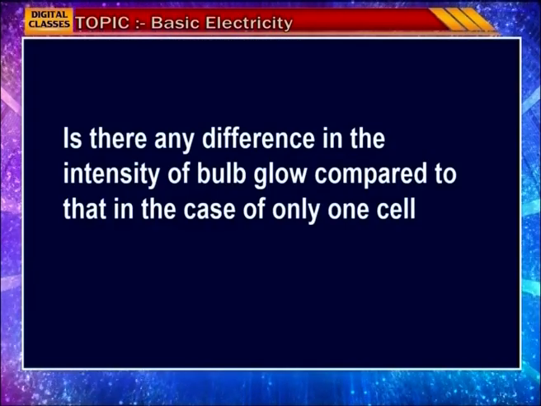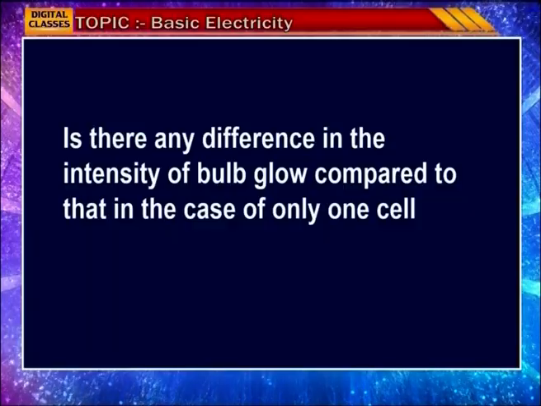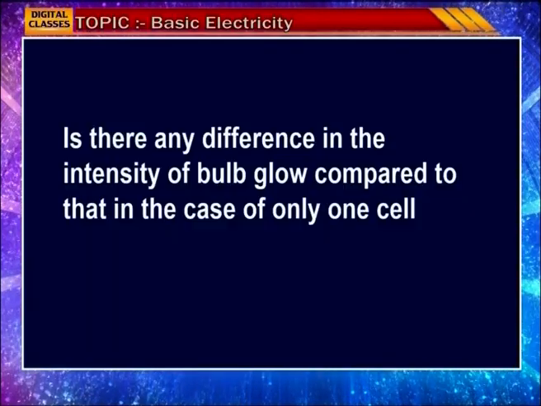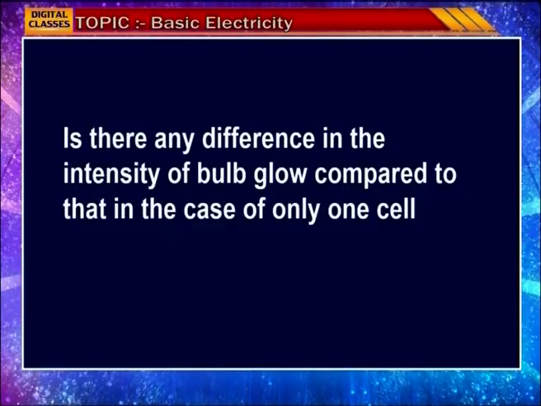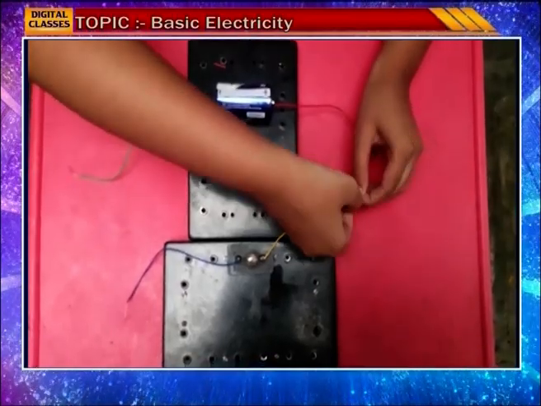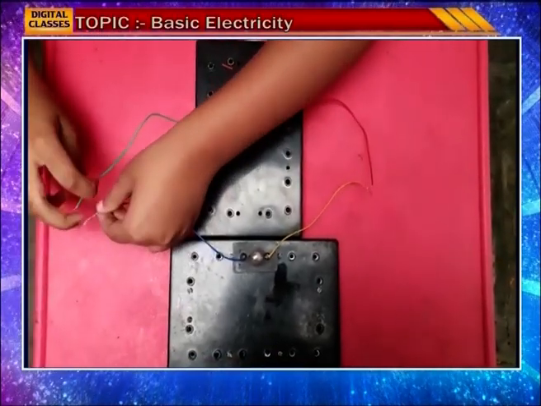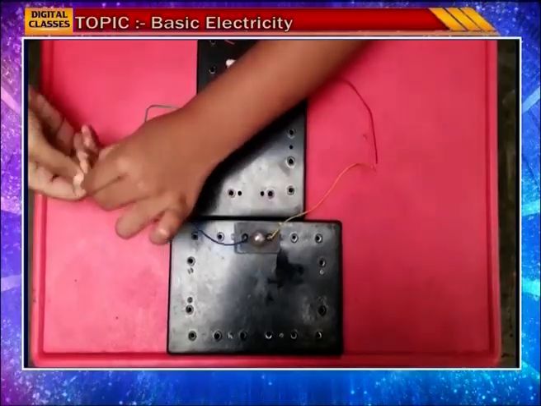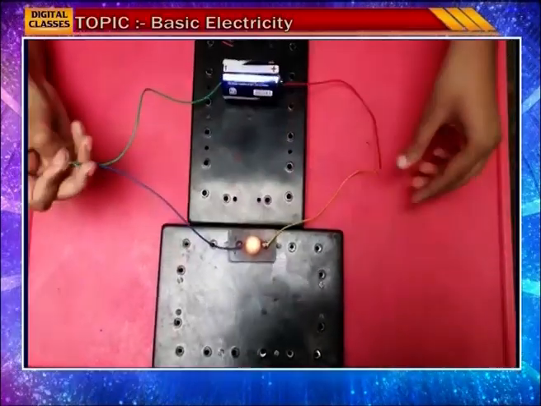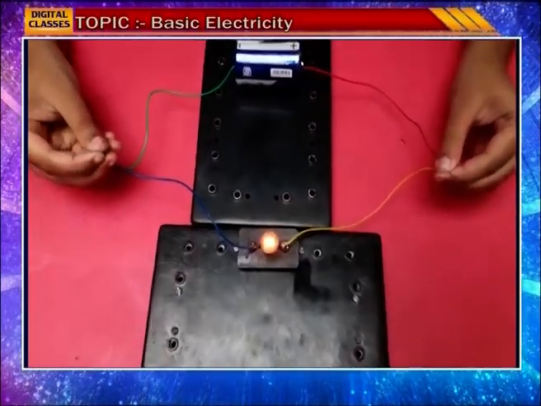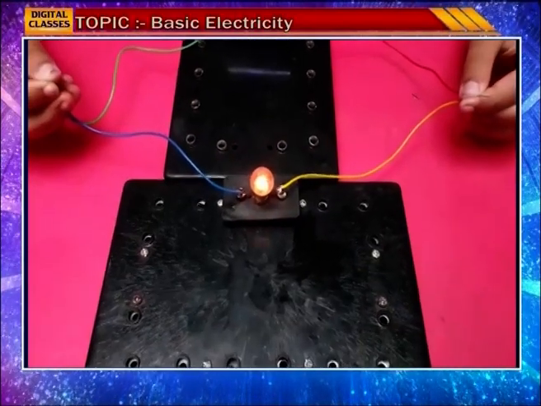Is there any difference in the intensity of the bulb glow compared to that in the case of only one cell? When cells are connected in parallel, the intensity of the bulb does not change even if the circuit has one or more cells.